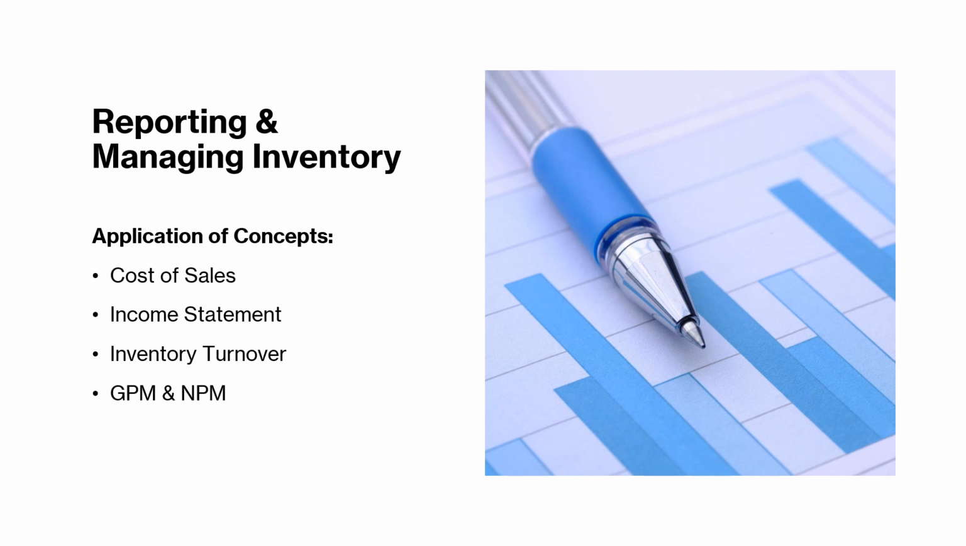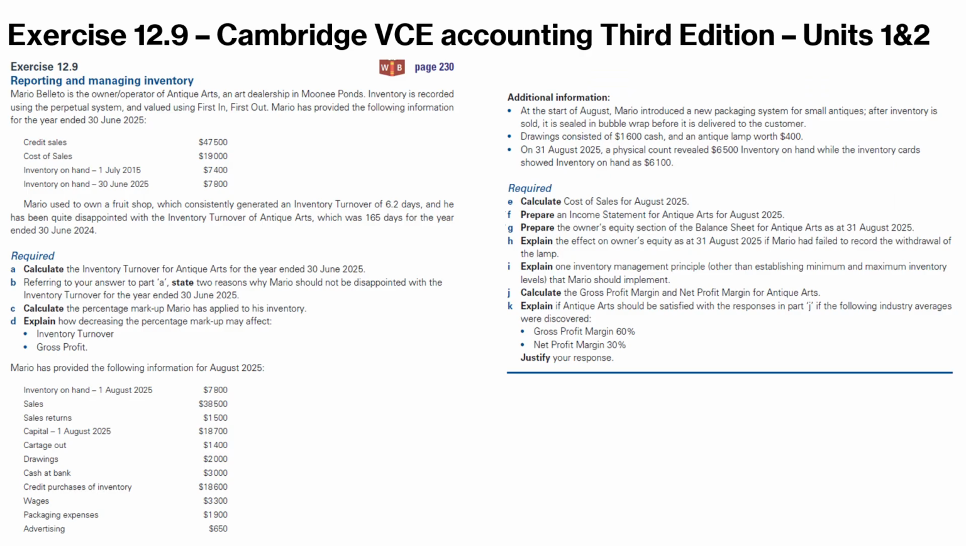Today we're talking about the application of concepts, especially cost of sales, income statement, inventory turnover, gross profit margin, and net profit margin. So this particular exercise, 12.9 from Cambridge VCE Accounting 3rd edition, Units 1 and 2, is going to be the focus for this video.